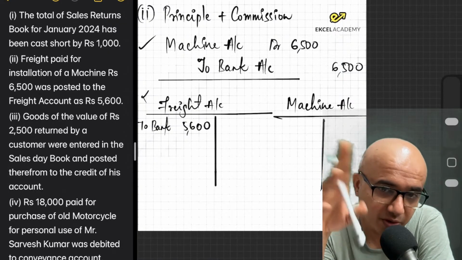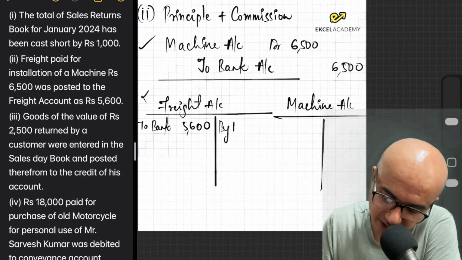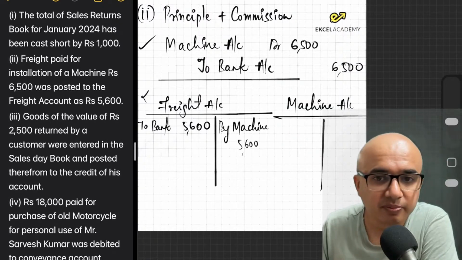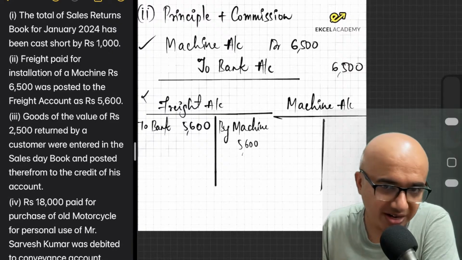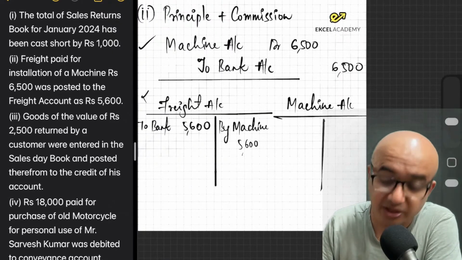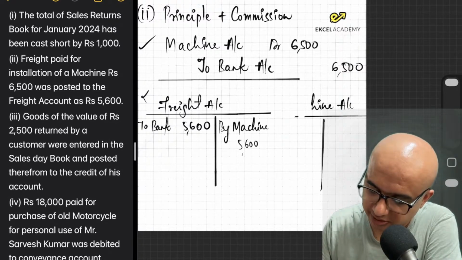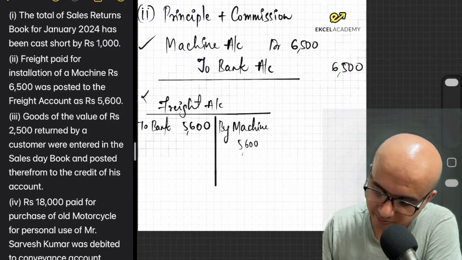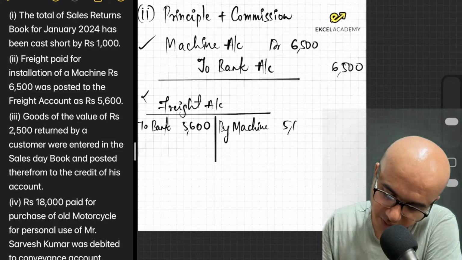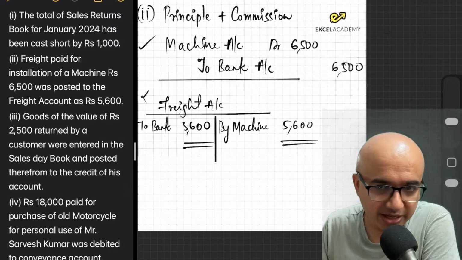So here, first of all, we have to cancel the freight. How to cancel? We can simply write by machine 5,600. So that means there was a wrong debit on the freight. We have rectified that by posting a wrong credit also, I mean, by rectifying that particular wrong posting. Okay, let me just erase this so that you will understand what exactly is happening. By machine 5,600. So now there is no problem in freight. There is a wrong debit and that wrong debit has been rectified.